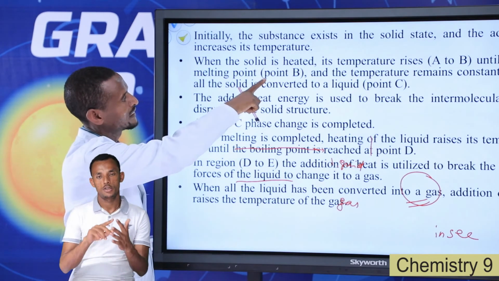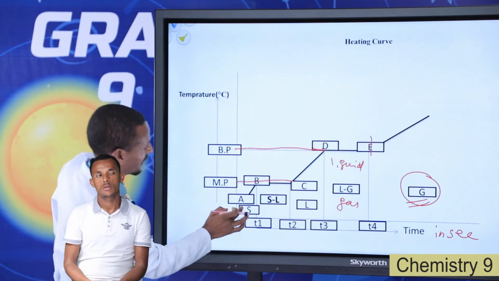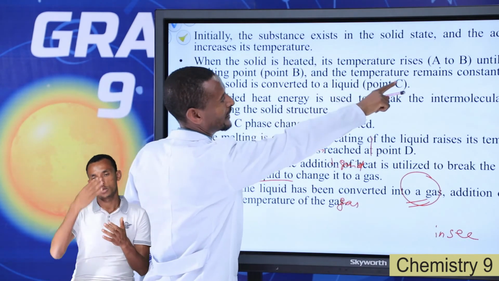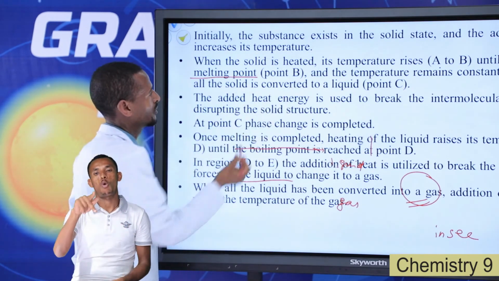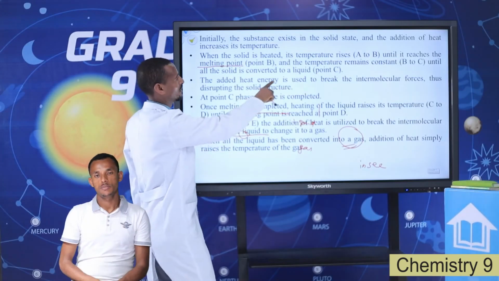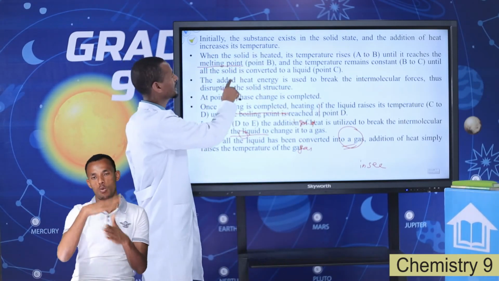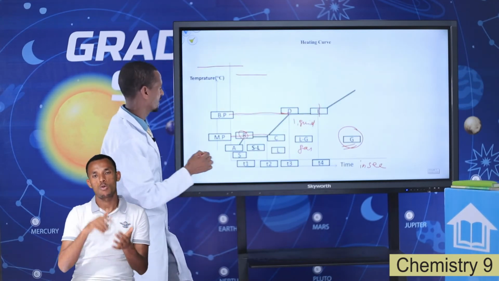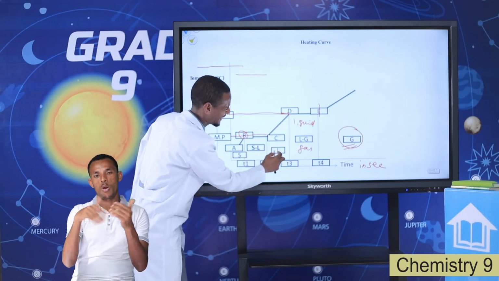Initially, the substance exists in the solid state. Then, when the solid is heated, its temperature rises from A to B until it reaches the melting point, which is at B. Then the temperature remains constant from B to C, and all the solid is converted to liquid at point C. At point C, all matter found here becomes liquid.